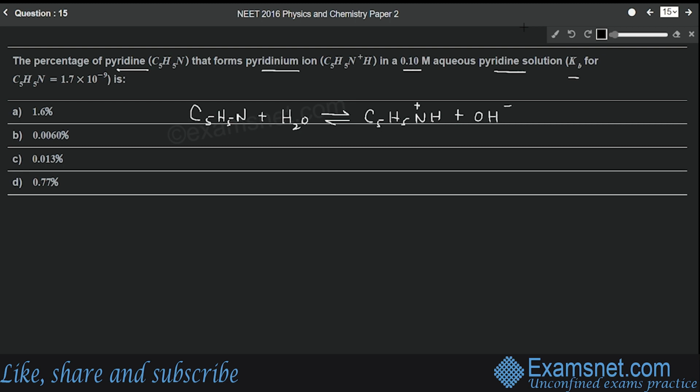Now what will be the degree of dissociation? Alpha will be equal to Kb upon C. Kb is the equilibrium constant for weak base, right? And its value is given in the question.